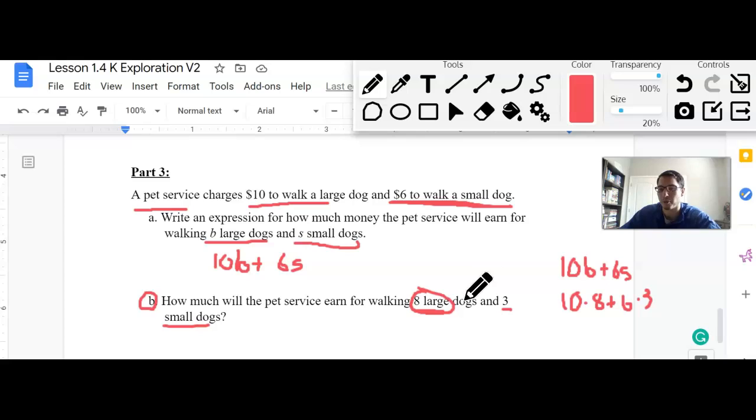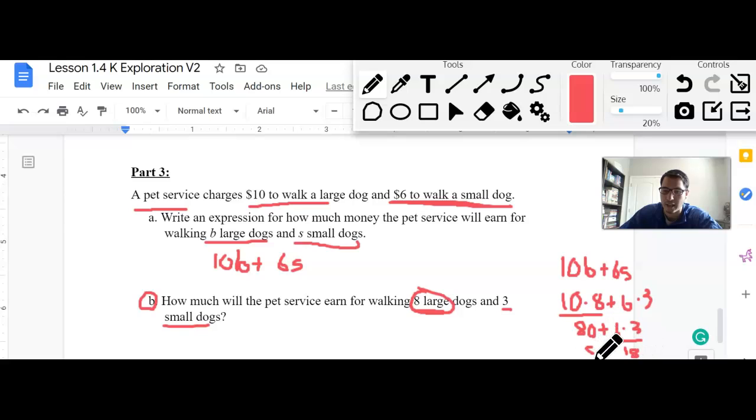Now we use the order of operations to solve for it. Multiplication, multiplication, addition. Multiplying and dividing come first, so we work from left to right. So 10 times 8 is 80, plus 6 times 3. The next step is 6 times 3, which is 18.